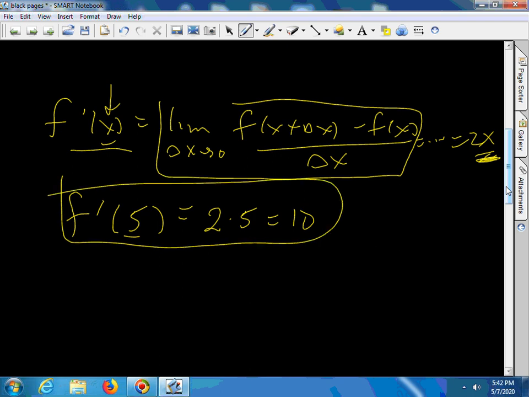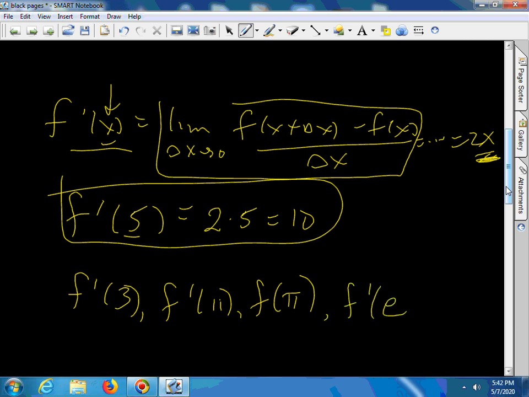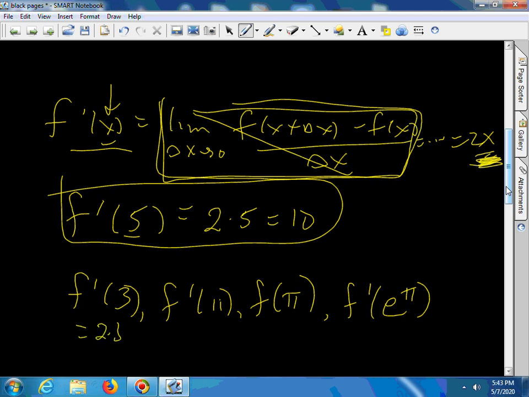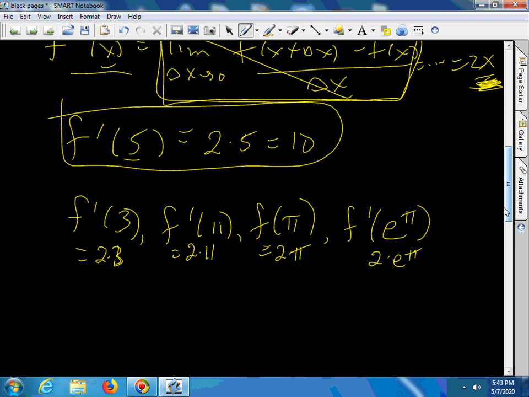But definitely, if you need the prime, find f prime of 3 and f prime of 11 and f prime of pi and f prime of e to the pi. Do not use this rule. Use this rule. Because then all you have to do is double. This is going to be 2 times 3. You do the math. This is going to equal 2 times 11. This is going to equal 2 times pi. And this is going to equal 2 times e to the pi.